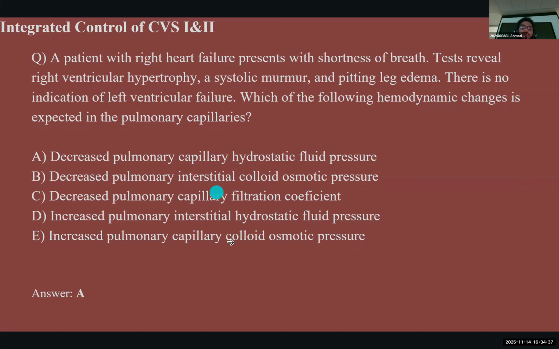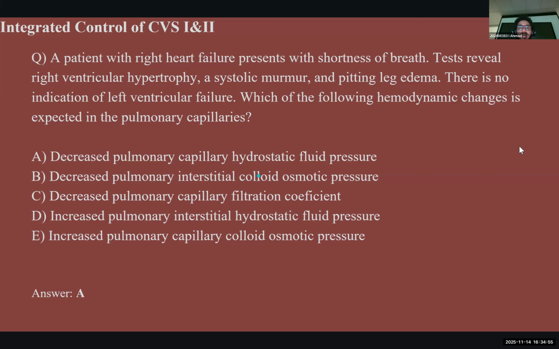So, the capillaries that take the blood supply to the lungs, the pulmonary capillaries, are not getting adequate blood flow. As a result, there's going to be decreased capillary hydrostatic fluid pressure rather than the proteins. Make sense? That's why the answer is A.